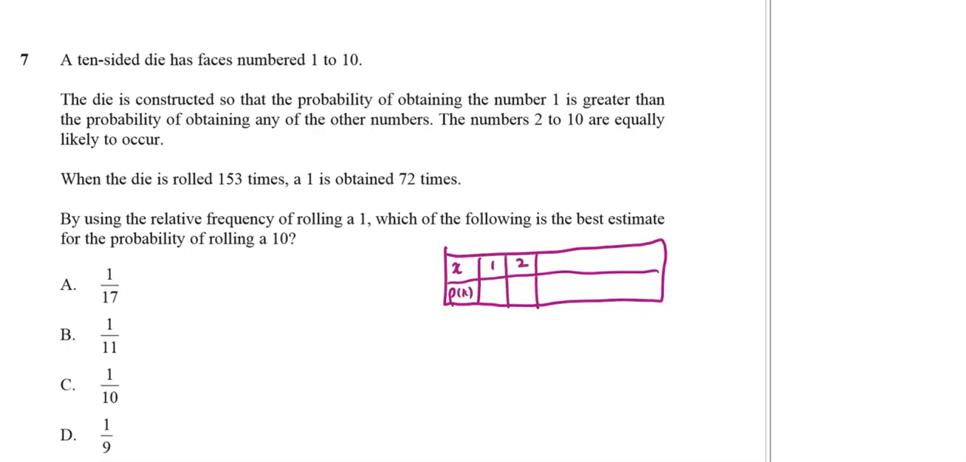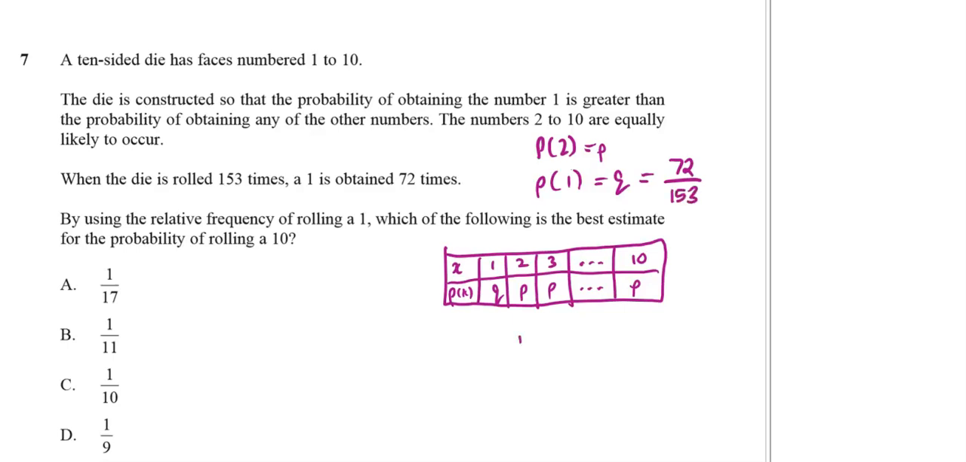1, 2, 3, and so on, up to 10. We know that the probability of obtaining 2 to 10 are equally likely. Let them equal little p. And the probability of obtaining a 1 is different. Let's call that Q. But in fact, we know what that is because we're told that it's 72 on 153.